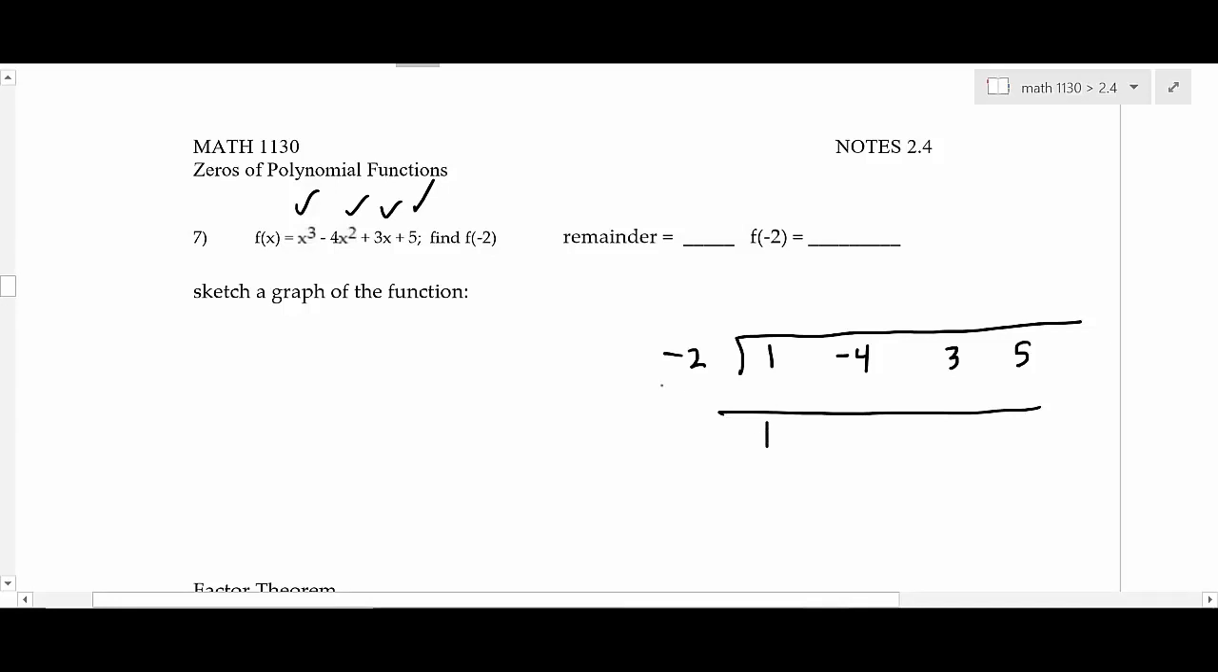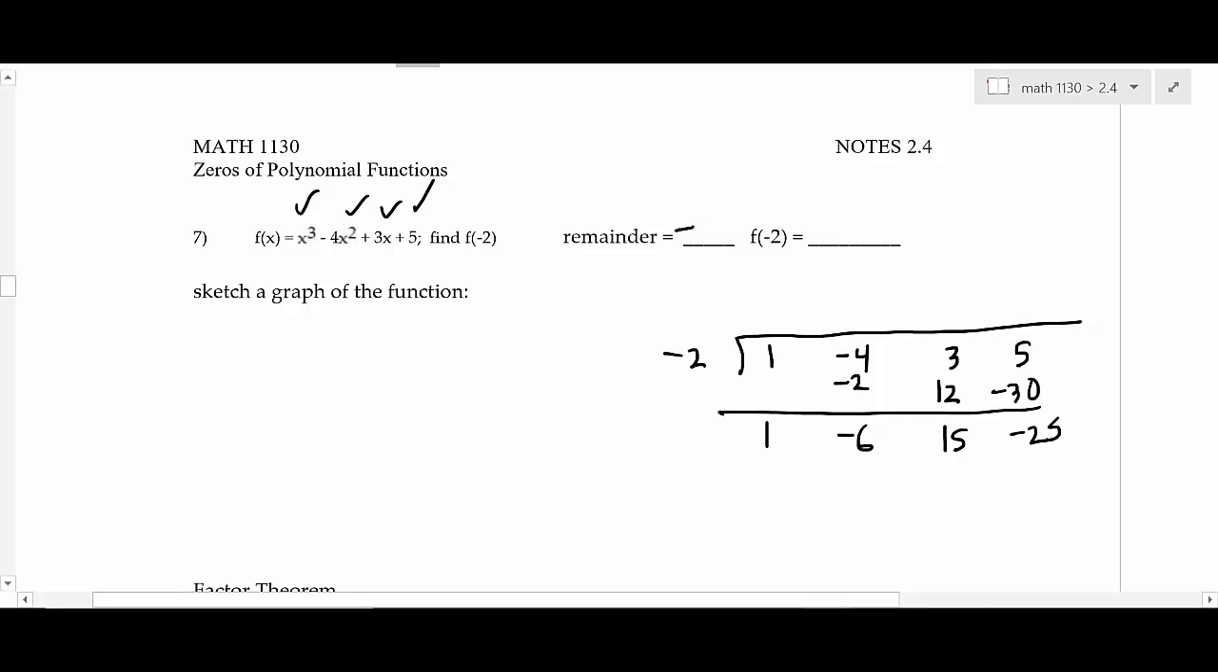So I'll just bring the 1 down, multiply to get -2, add to get -6, multiply to give 12, add to get 15, multiply to give -30, so you get -25. If you've got all your arithmetic correct, and I have it correct, then that should be the answer. Okay, is everybody with me there?